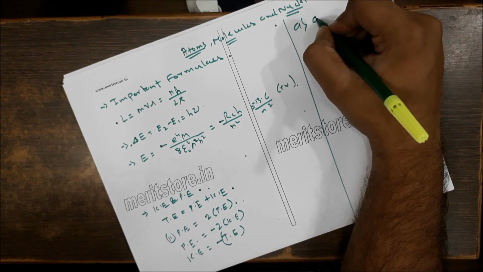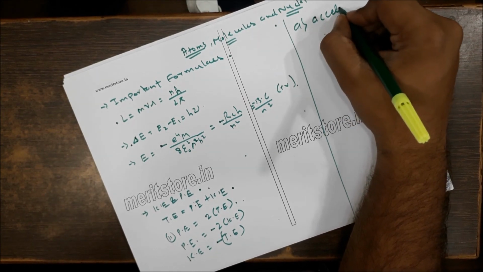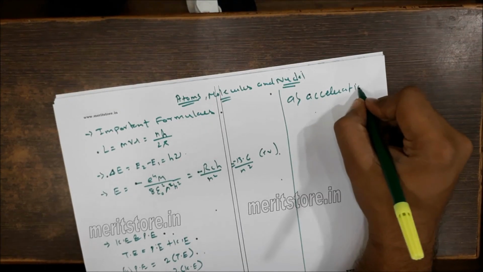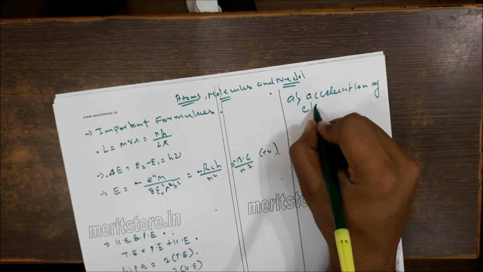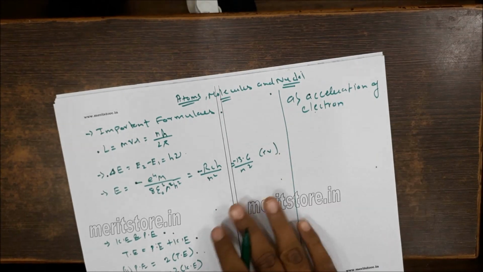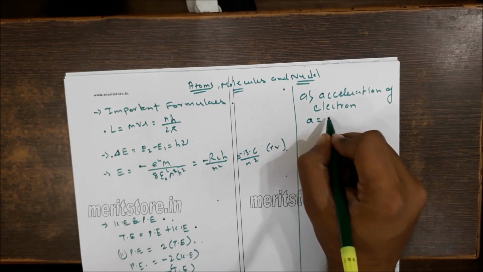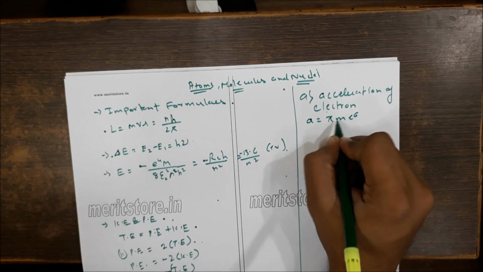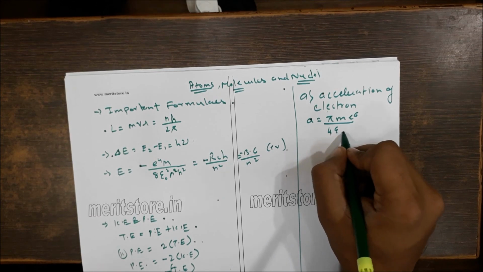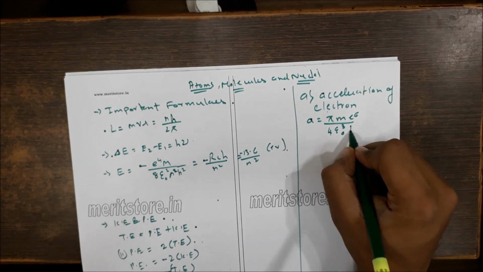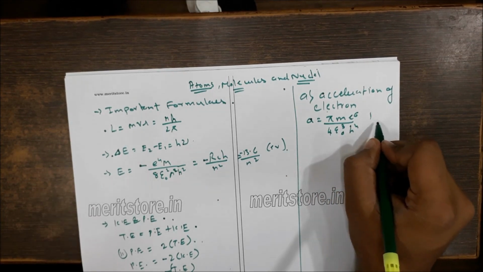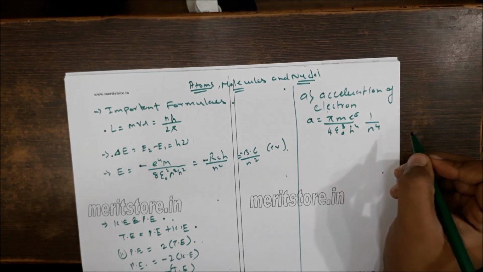Acceleration of electron. The acceleration of electron a is equal to pi m e raised to 6 upon 4 epsilon naught cube h raised to 4 into 1 upon n raised to 4.